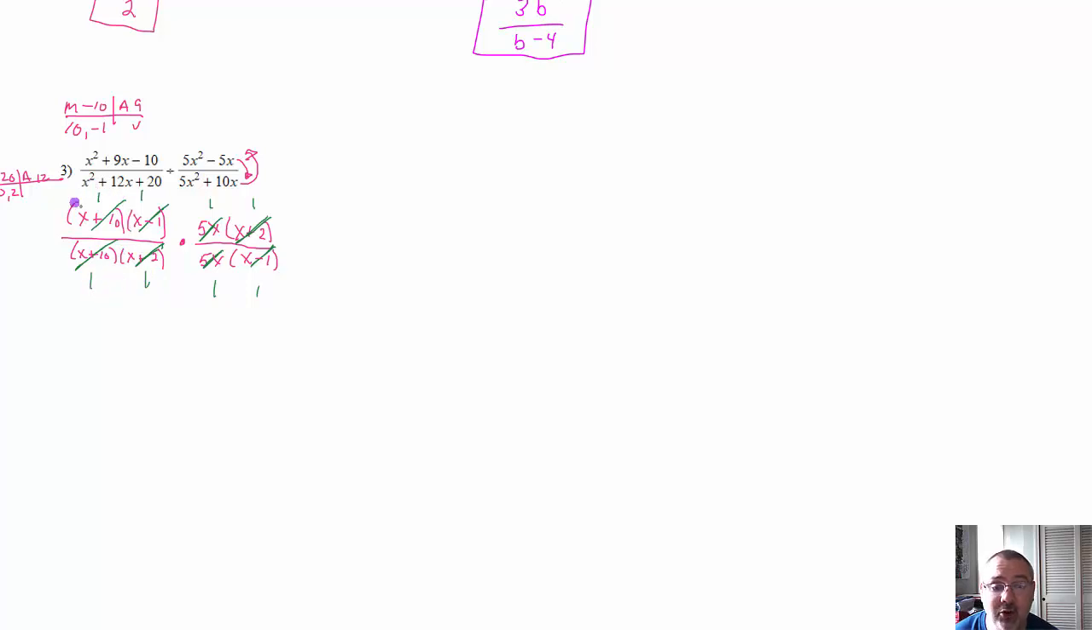Well, what happens if you multiply all these 1s together? You're left with 1 over 1. Well, what's 1 divided by 1? 1. This whole thing simplified down to 1. That's awesome!